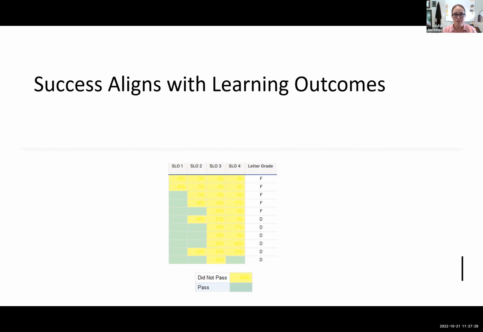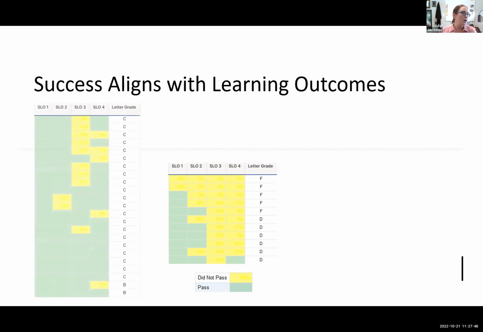The yellow is the students who didn't achieve that actual outcome. And you can see that students that missed at least 2 or 3 or all 4 of them were getting D's and F's in the course. So the success and the actual learning of the outcomes really lines up here. And if we go up a little bit to look at the C's, you can see these students are getting at least 3 of the outcomes, or well, there's a couple that have 2. So it really lines up well with your success rates.